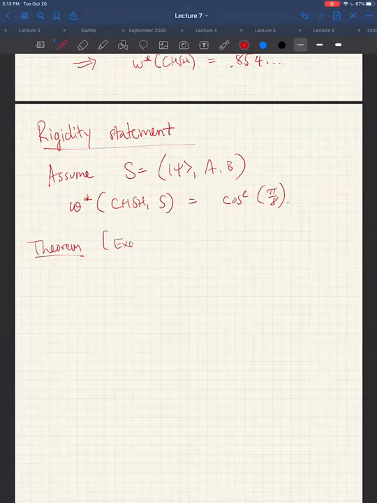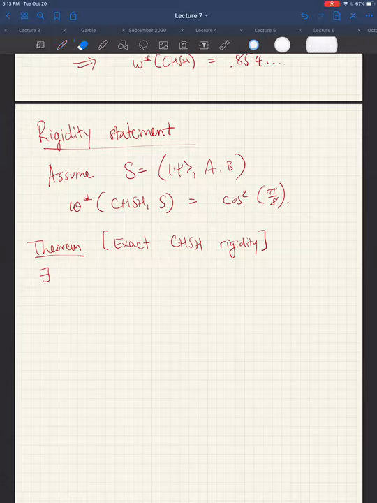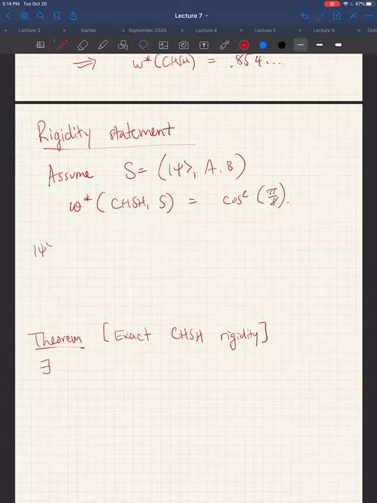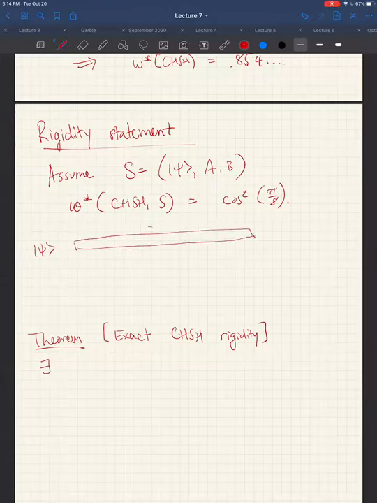So this is the exact CHSH rigidity. The statement's a little technical, but we'll unpack it and see why it makes sense. So suppose that you have this strategy, then there exist... Okay, so actually before that, let me just draw a picture. So you have a state psi, and let's imagine that each side is d-dimensional, for Alice and Bob. And I'm going to give Alice's space a name. I'm going to call it script A, and I'm going to call Bob's space script B. So these are their register names.